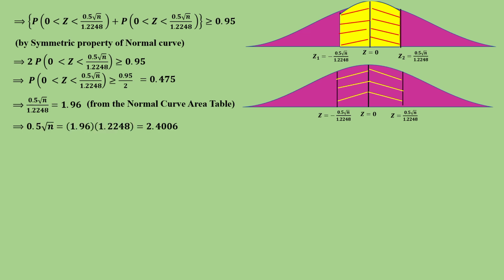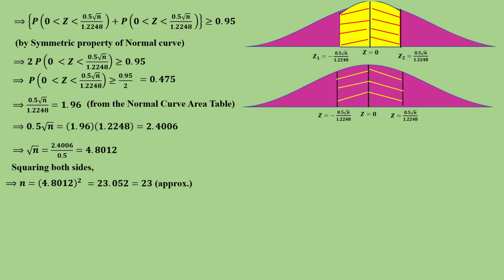So cross multiplying, 0.5 root n is equal to 1.96 into 1.2248, which is 2.4006. So root n is equal to 2.4006 divided by 0.5, which is 4.8012. Squaring both sides, n is equal to 4.8012 squared, that is 23.052, approximately 23. So the sample size should be 23.